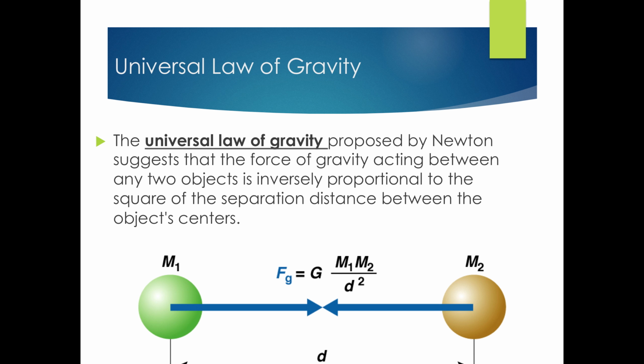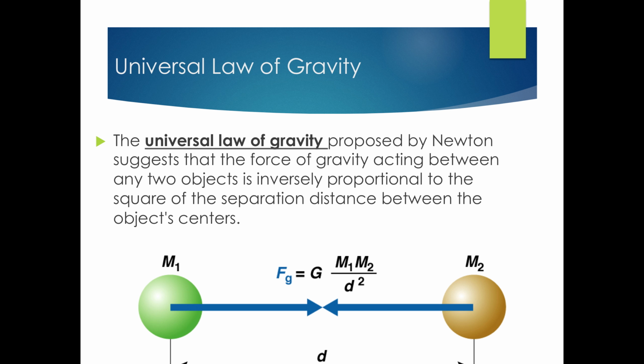Hey guys, these are your gravity notes for this unit. So this is on the universal law of gravity. This law was proposed by Isaac Newton, and it basically says that your force of gravity between any two objects is going to be inversely proportional to the square of the distance between those object centers.